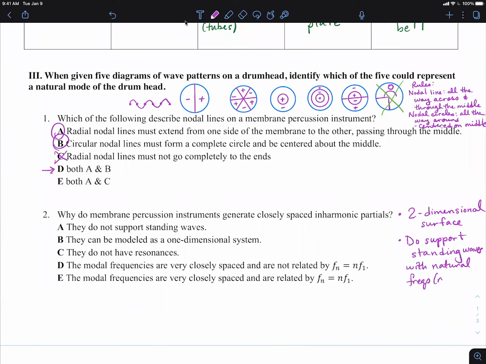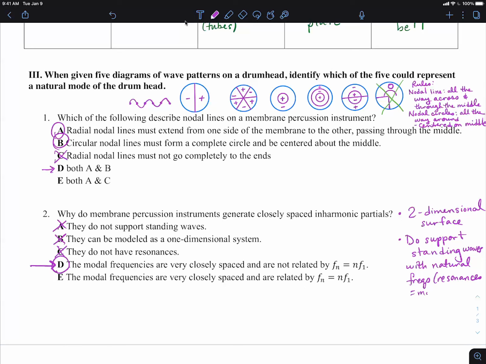Okay. So A is false, B is false, C is false, D is the one that is true. Okay. The modal frequencies, these natural resonance frequencies, okay, just so you know, those are all synonymous. The natural frequencies, the resonances, those equal the modal frequencies. Okay. They are closely spaced inharmonic partials.